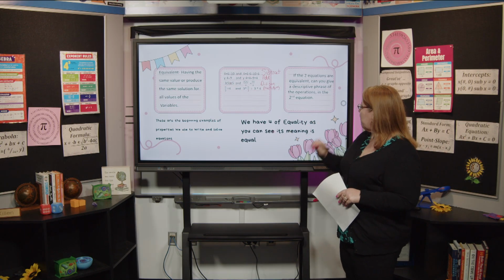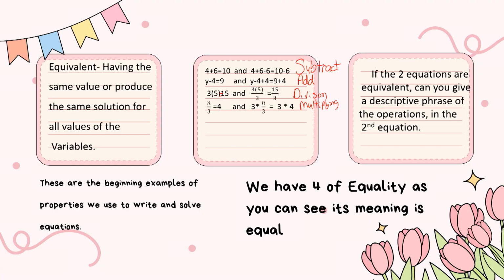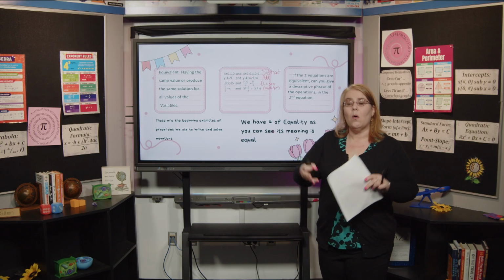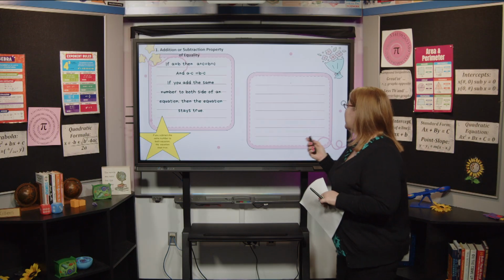So it says we have 4 properties of equality. As you can see, it means it is equal. So our equality is the same thing as equal. Our equivalent is also saying the same thing, or equal. So let's look at these properties.